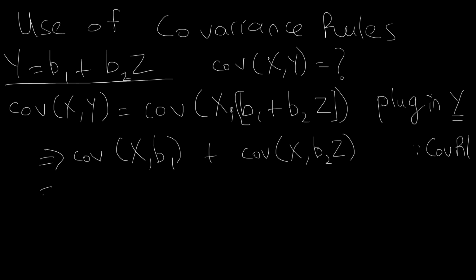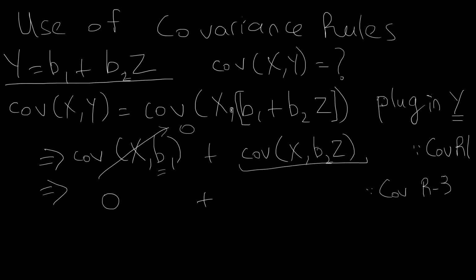Next, we're going to use covariance rule 3 to cancel this out. This becomes 0 because b1 is just a constant. So the covariance is obviously going to be 0. So I have used covariance rule 3.